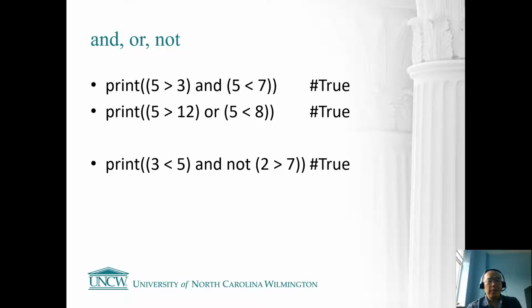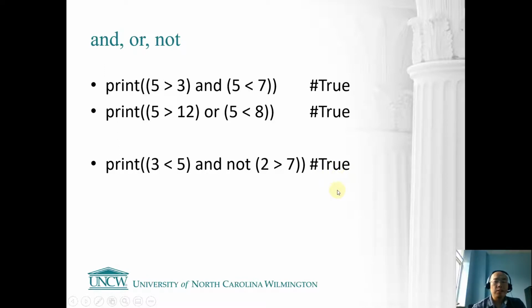And the third one is a little bit harder. 3 smaller than 5 and not 2 greater than 7. For the first operand, 3 smaller than 5 is a true, no problem. And then 2 greater than 7 gives you a false. And then not false will give you a true again. So that is true and not false, which equals true and true. So that is also a true.